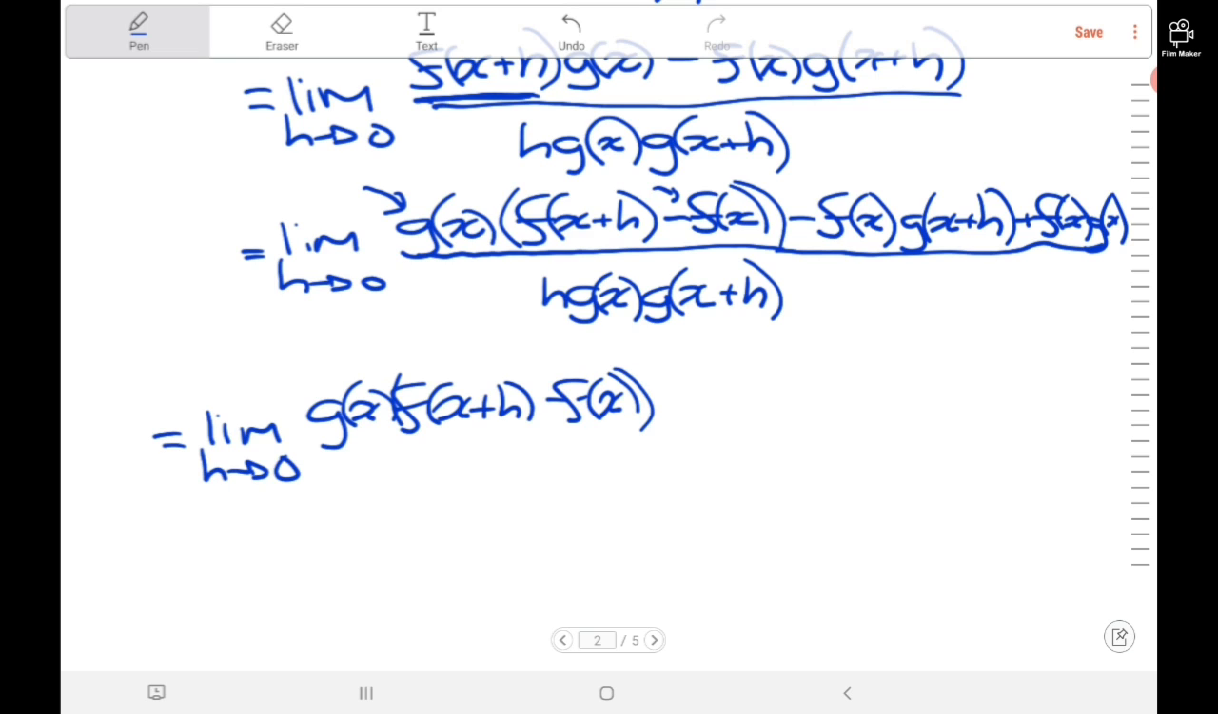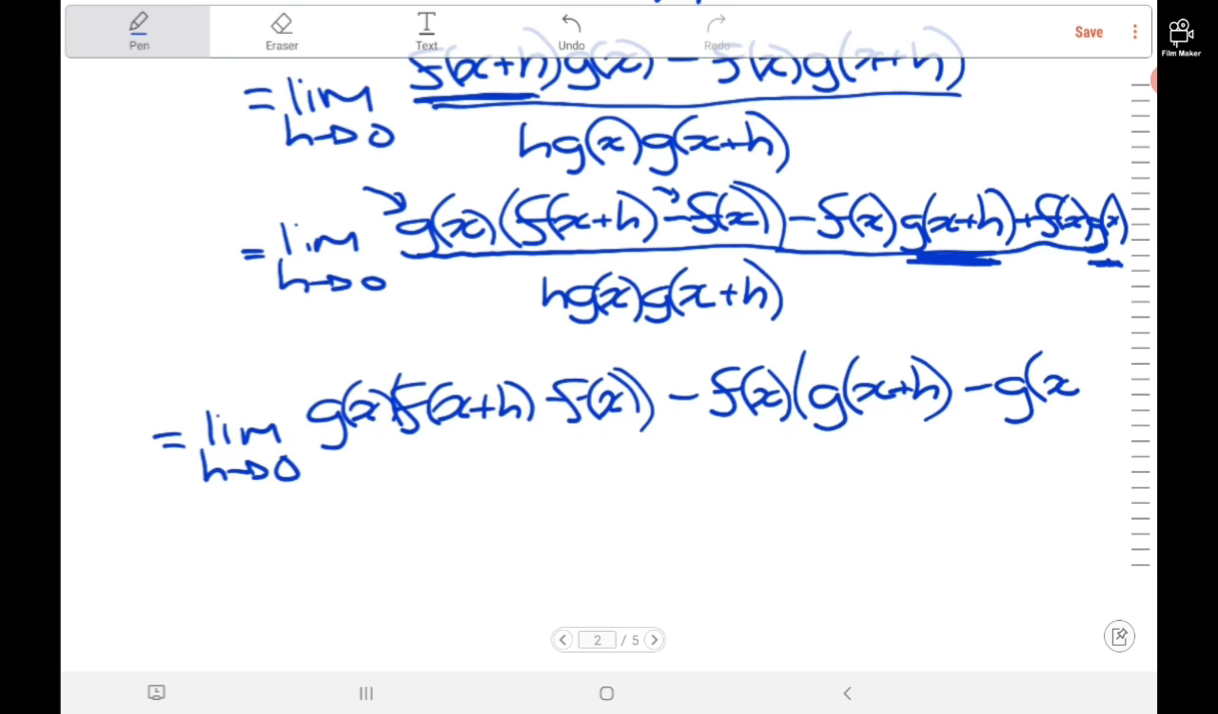So now let's look at these other terms. We have a g of x plus h and a g of x, and they are multiplied by the same term, f of x, and they do have opposite signs. So this actually looks a lot like the first derivative of g. So if we factor this, because we have f of x in both terms, we get minus f of x, and it's multiplied by g of x plus h minus g of x.